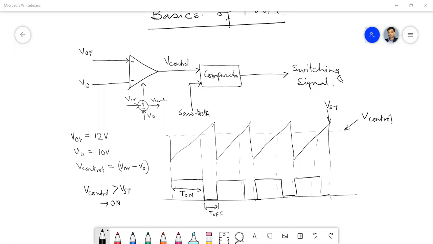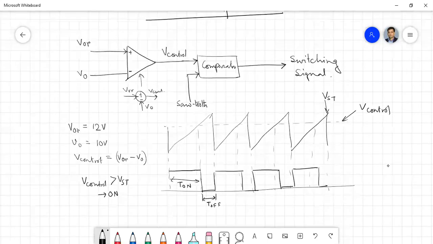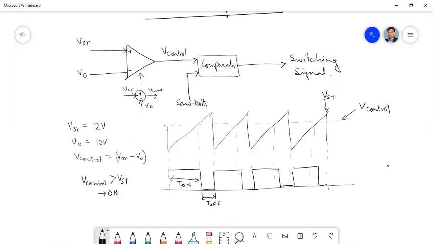Okay. So have you understood this point? Yes, sir. Now you see, if the control signal varies, that means if the control signal shifts upward, what will happen? T on will be more. So that means it will increase the T on. Pulse width will increase.